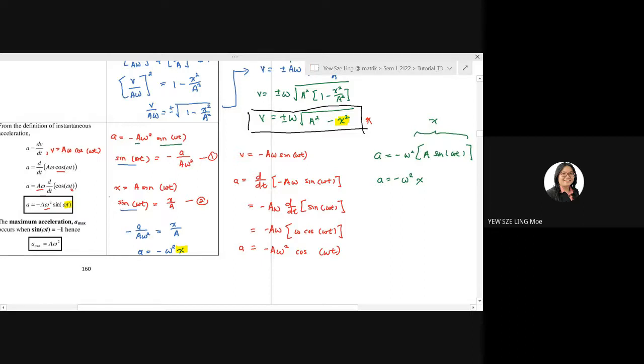Right, so for a, the derivation is very simple. And again, as usual, the most important thing is that you know how to do differentiation, because you will be asked to differentiate quite often in your final exam. So if there is any part you don't understand, you must ask.